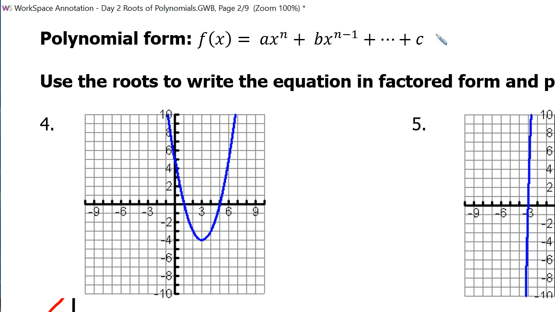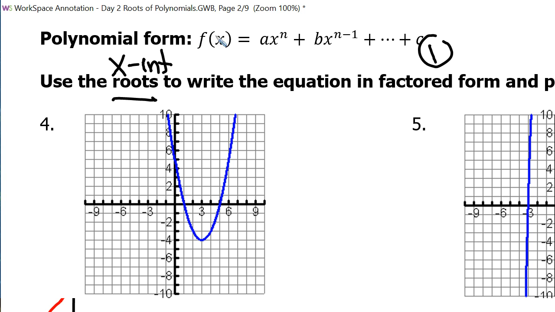And the instructions say to use the roots. What are roots? X-intercepts. So use the x-intercepts to write the equation in factor form as well as in polynomial form. So we need 2 answers. Our first answer needs to be in factor form. Our second answer needs to be expanded over here into polynomial form.